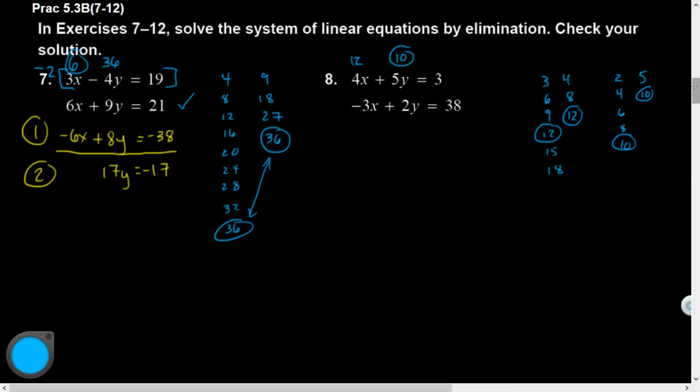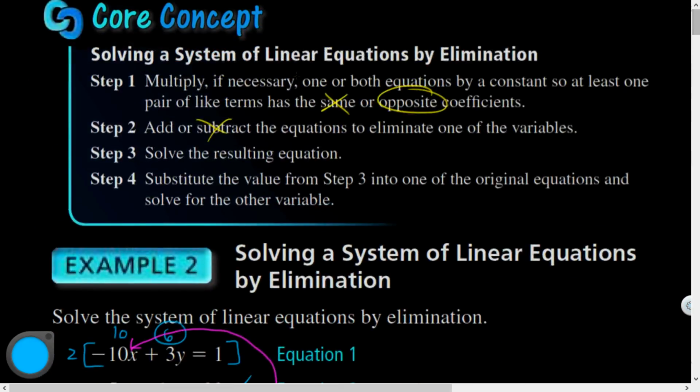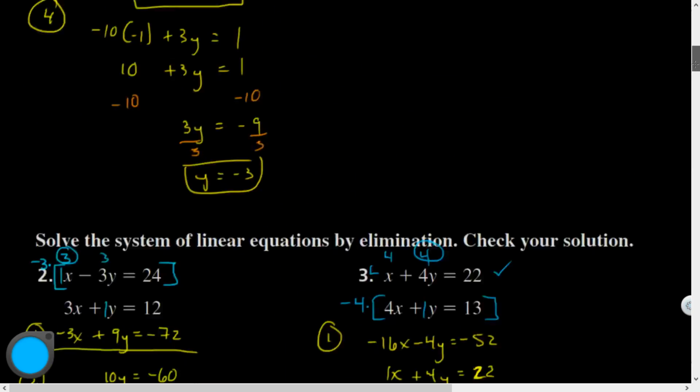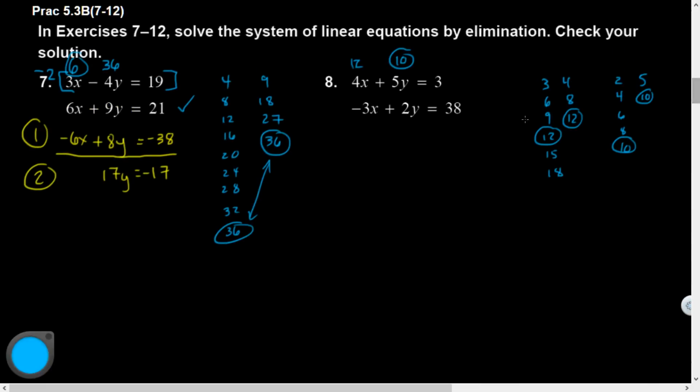And question 8, this one's interesting. This is actually the first problem where it says multiply if necessary, one or both. This is a problem where we'll have to multiply both equations by a constant. Okay, so I just want to point that out. It's the first time we've had that happen to us.